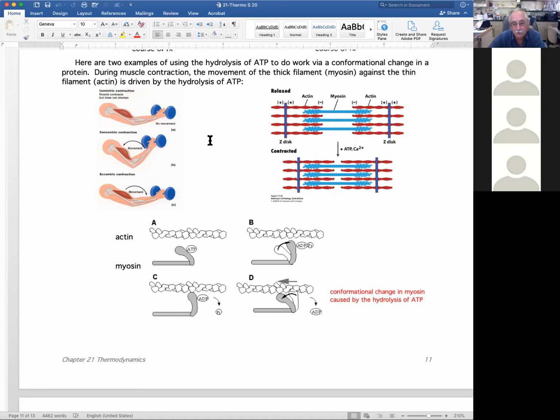Here's the relaxed form of skeletal muscle. Here's the contracted form. So what you see is this. And then during the muscle contraction, you see this. So you shorten the distance between these lines right here, these Z lines. You make the muscle shorter by all the muscle proteins acting at once to shorten.